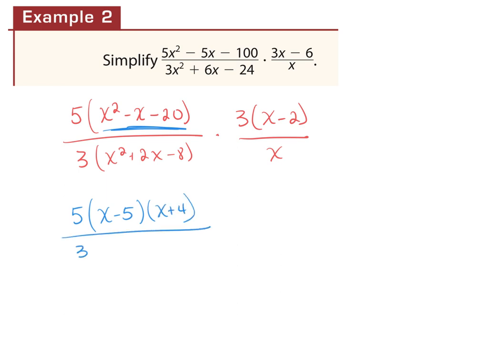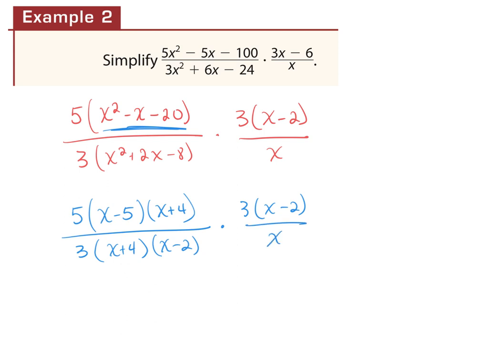Here, factors of 8 that subtract to give me 2: that's positive 4 and negative 2, sorry. Over here, these are as factored as we can get them. Those can't factor anymore.